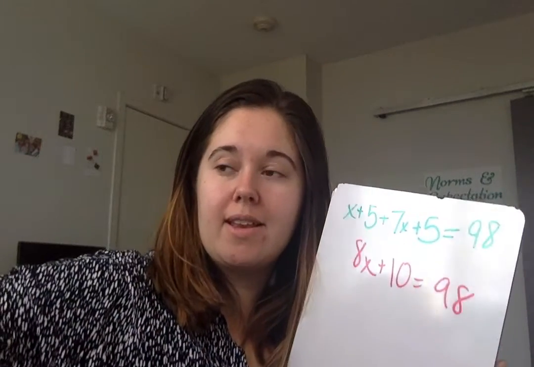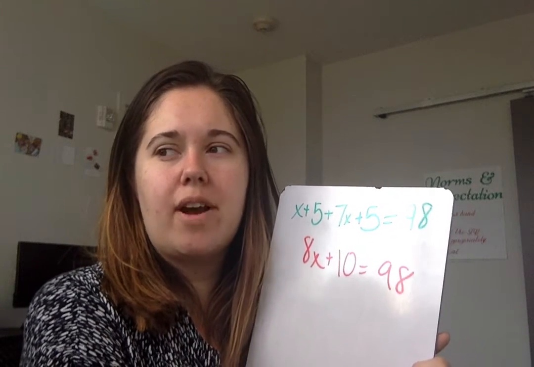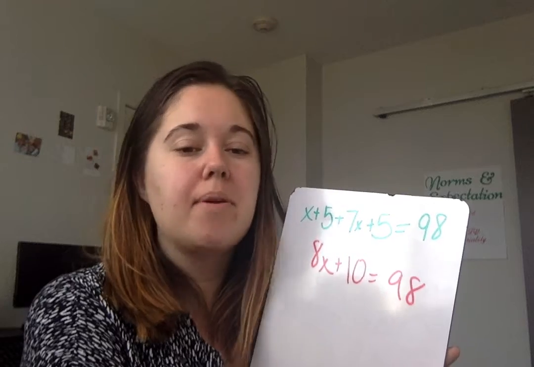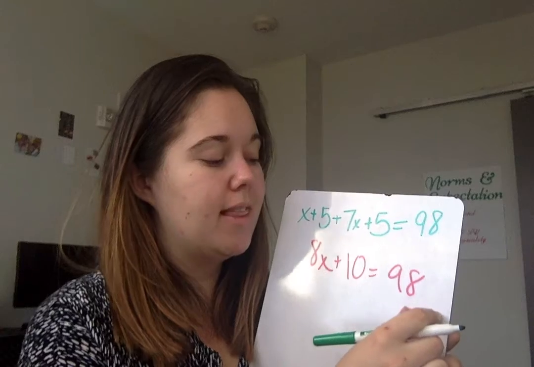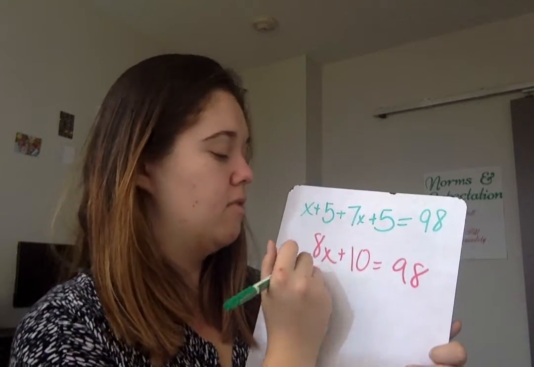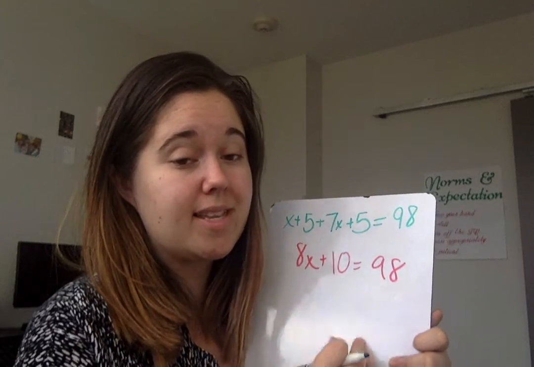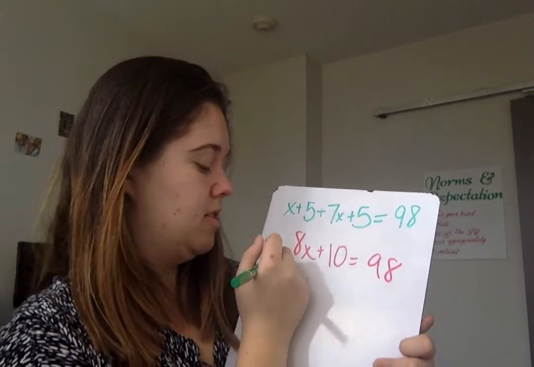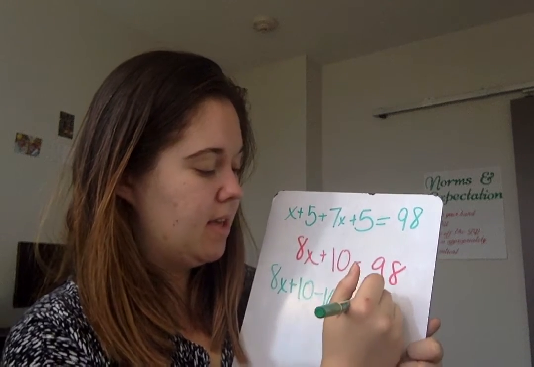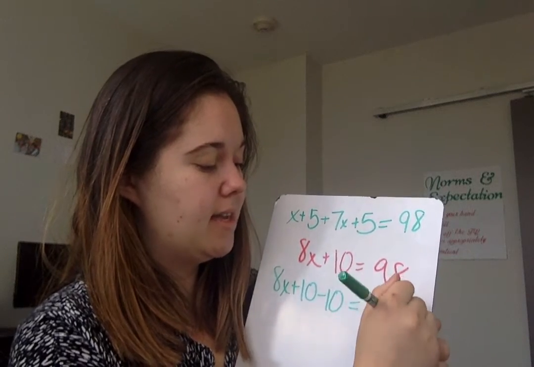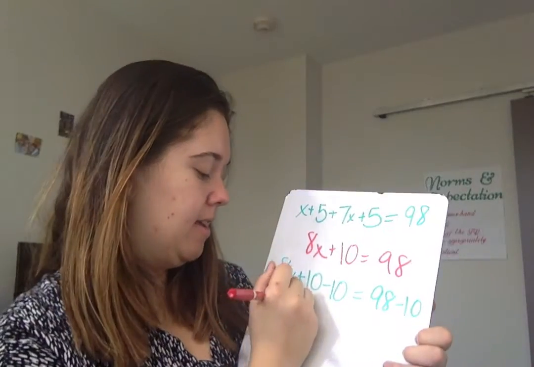Now, with my green, we'll move on to the next step. We're going to make it a little bit lengthier, because we're going to try to subtract 10 from each side. That way this ends up being 0 and this ends up being a different number. Remember, we can subtract 10 from each side because since we're doing it from both sides, it'll still stay equal. So 8x plus 10 minus 10 equals 98 minus 10. All right, so let's subtract the 10.